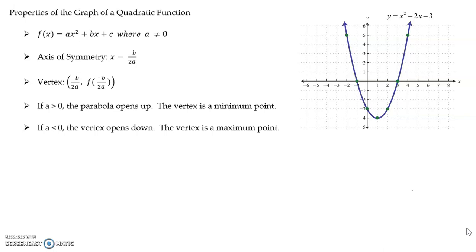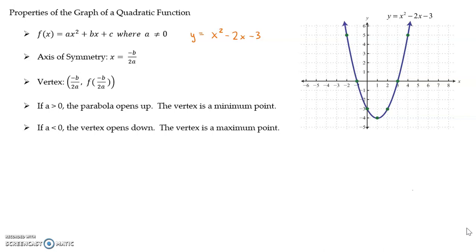The first thing we're going to talk about is the axis of symmetry. This is the line that's going to cut your parabola in half, and it has the equation x equals negative b over 2a. So let's go ahead and take a look at an example that we have here on the screen. We're going to be working with the quadratic function y equals x squared minus 2x minus 3, and we already have it graphed here, but let's go ahead and take a look at the axis of symmetry.